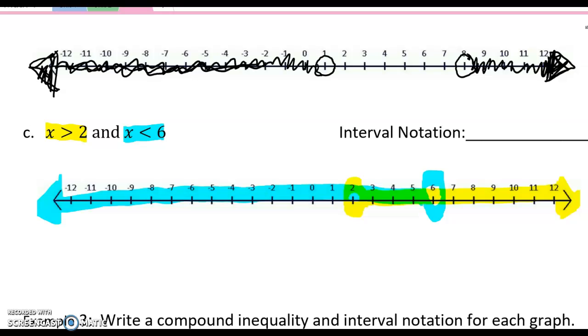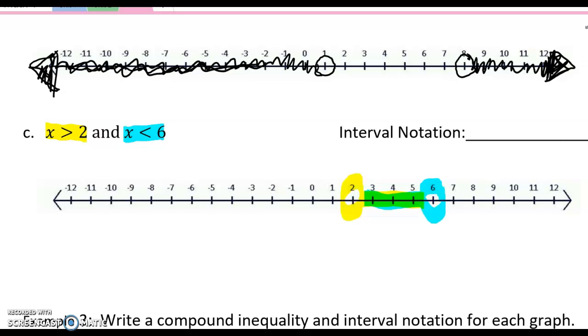So that means that I'm going to have to erase anything that's just blue and anything that is just yellow. And so this is what we want for our final graph, where the two shadings overlap. So between 2 and 6, that's what's shaded.